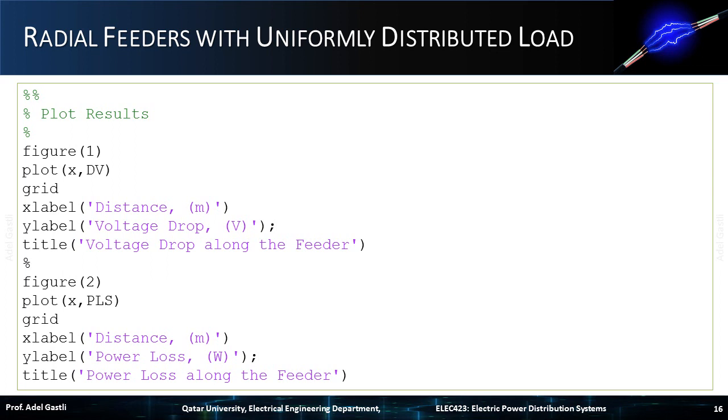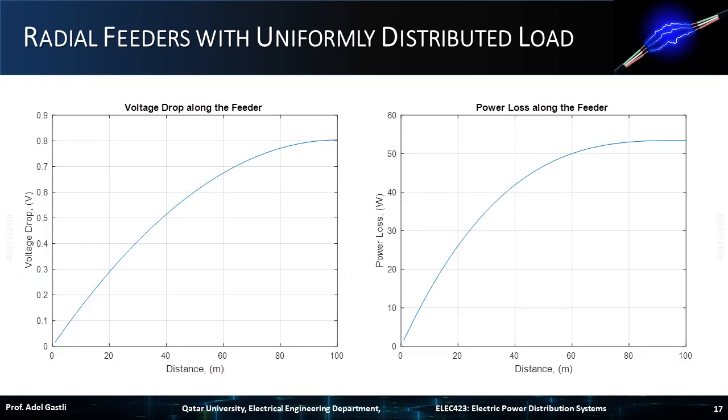Here are the obtained plots of the voltage drop on the left-hand side, and the power loss on the right-hand side. Notice how the voltage drop and power loss change along the feeder and saturate after a distance of 60 meters. This is because the current decreases when the distance increases, while the impedance increases.